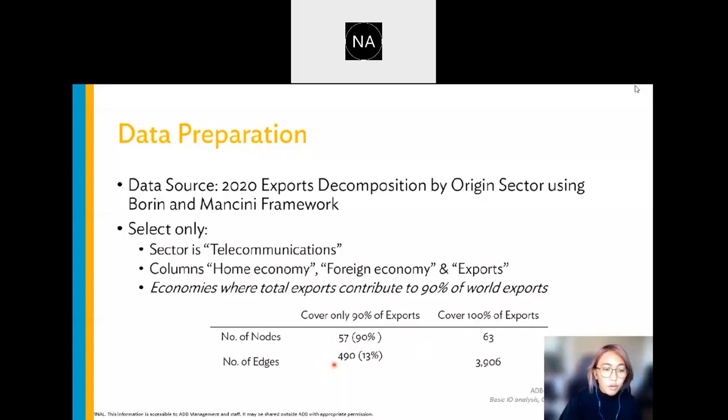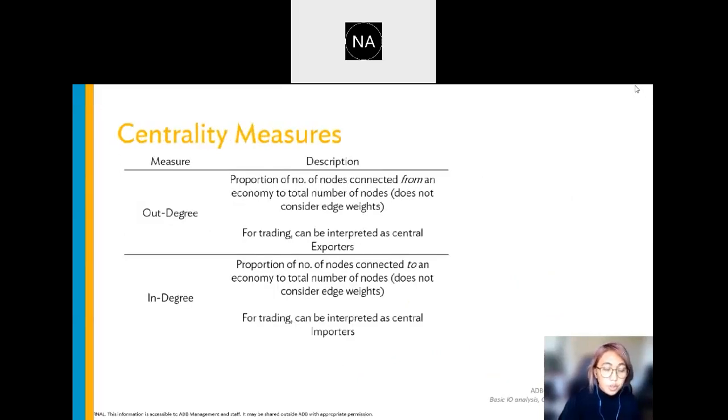When I did the filter, I was able to select 57 nodes or 57 economies out of 63, but reduced the number of connections to 490, or 13% of the total trade relationships. And this is a really good reduction while maintaining most information on your data.